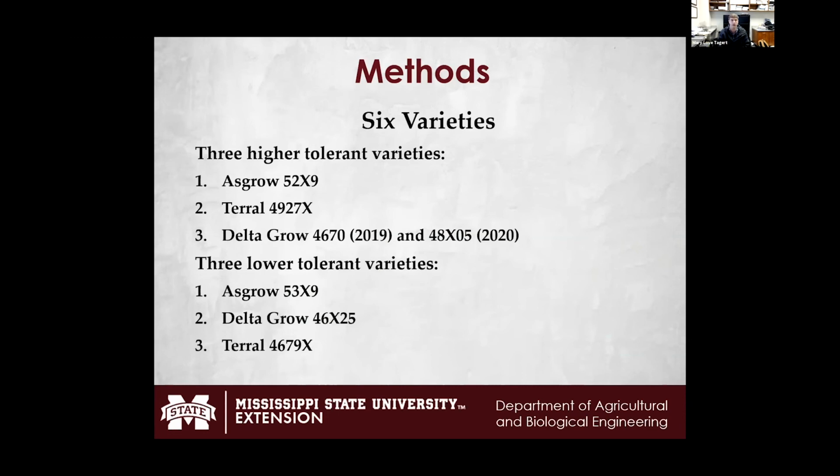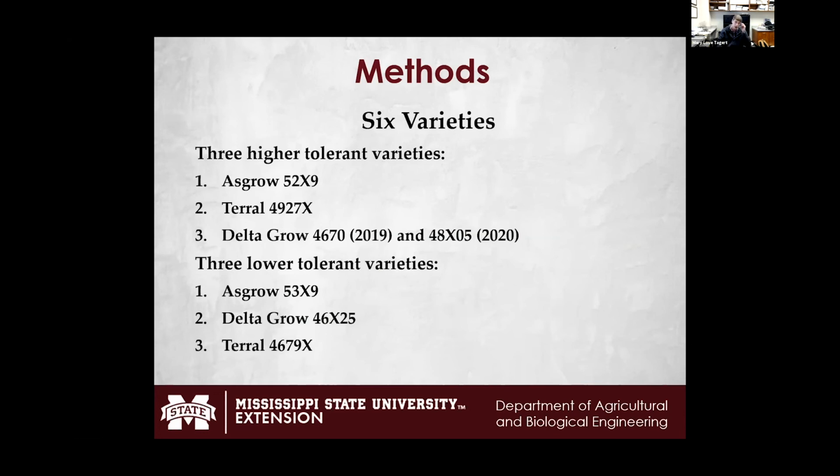So moving into the materials and methods here, as I said earlier, we had 6 varieties. We had 3 higher tolerant varieties and 3 lower tolerant varieties. These varieties were selected from screenings that Mississippi State does every year in this area. They were selected in order to represent a lot of the acreage that we see around this part of the state.